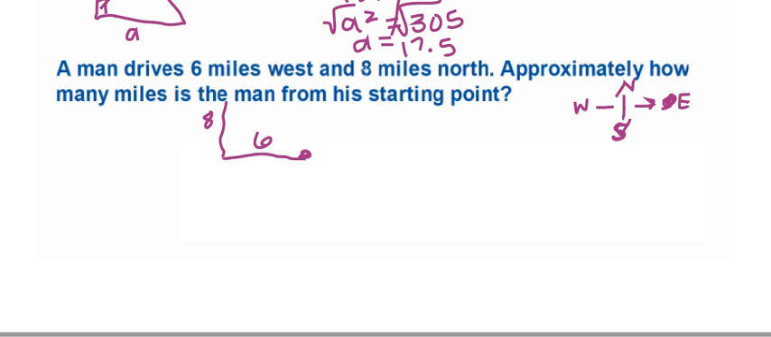So he wants to know how many miles the man is from the starting point. Well, the starting point is back here. So basically, it's saying if you go 6 miles this way and 8 miles this way, what is the distance if you just went straight back home? So it's going to be longer than 6 or 8, but it's going to be shorter than 6 and 8 added together. So 6 and 8 added together would give us 14. So we know that we're going to have a length that's smaller than 14 but bigger than 6 or 8.